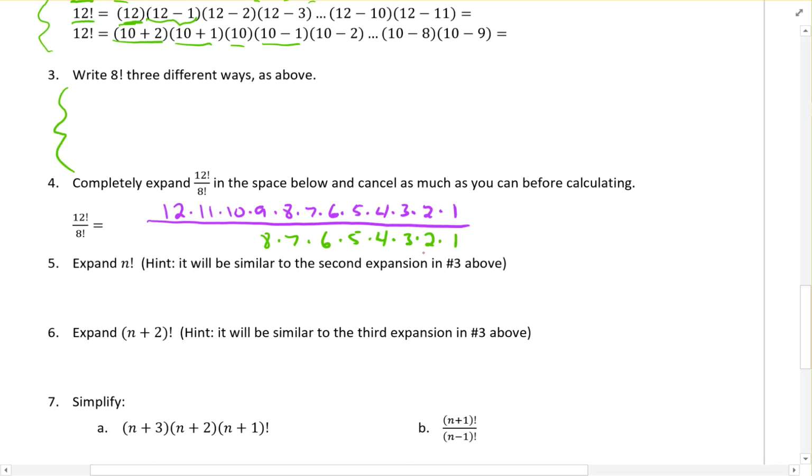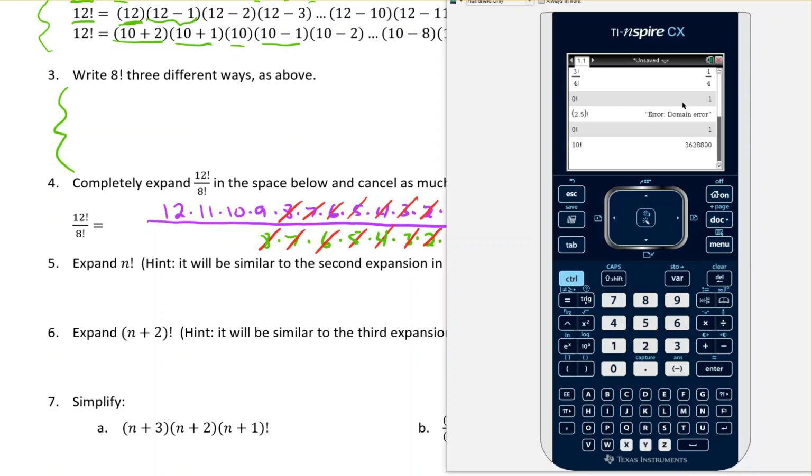All right, so what I mean by canceling now is you can see that we've got a bunch of stuff on the top that's similar to stuff on the bottom. So 1 would cancel with 1. Well, it would just equal 1. And then 2 divided by 2 cancels. 3 and 3, 4 and 4, 5 and 5, 6 and 6, 7 and 7, 8 and 8. So what we're really left with here is 12 times 11 times 10 times 9. Okay, and then you can go in your calculator and you go 12 times 11 times 10 times 9. So 11,880.